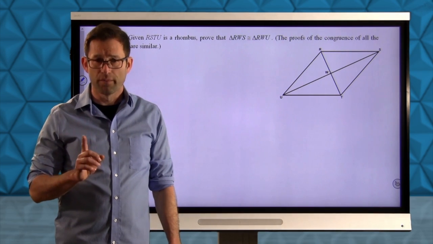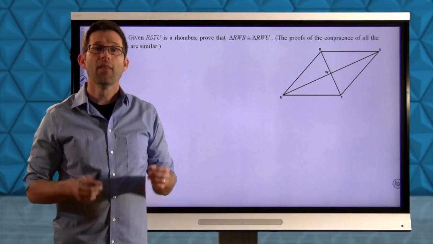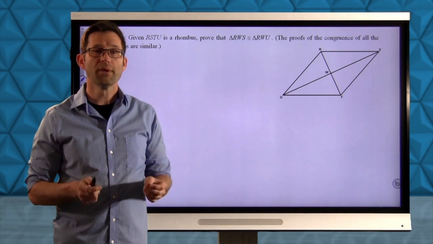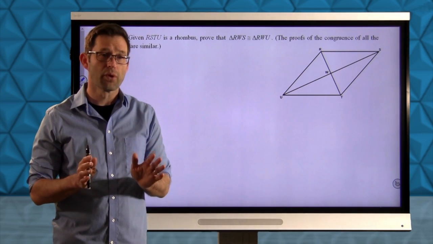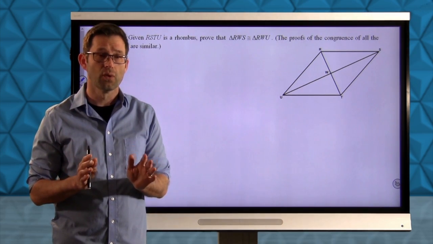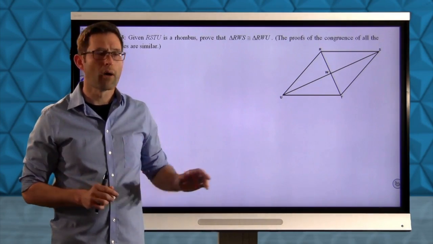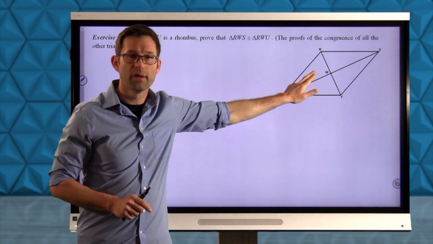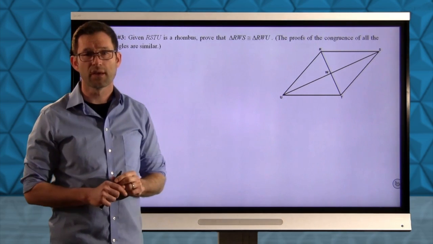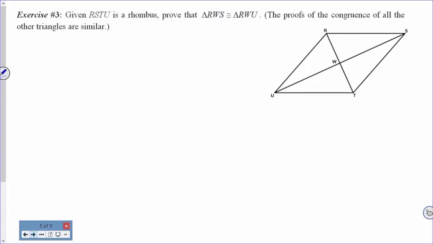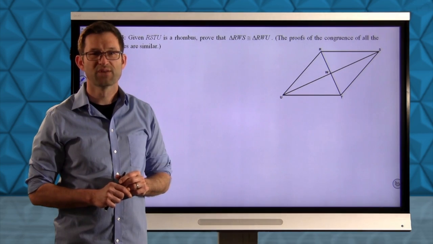So what I'd like you to do, and keep in mind that we already know that rhombuses are parallelograms, so you can bring in facts about parallelograms here too, but how would you go about proving that this triangle is congruent to that one? Pause the video now and take a few minutes to think about this. All right, let's go through it.